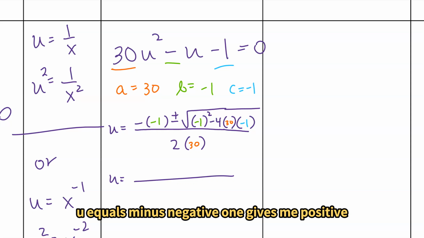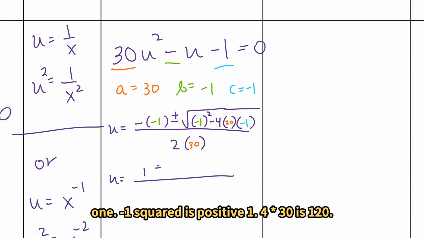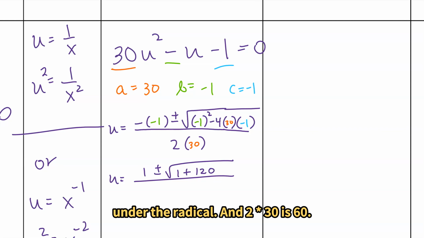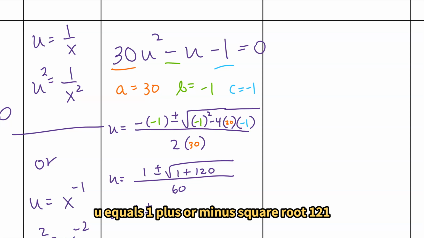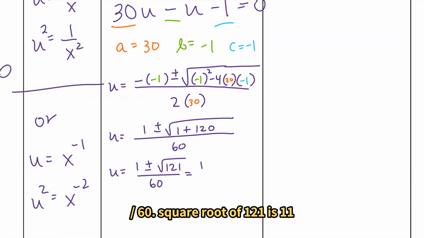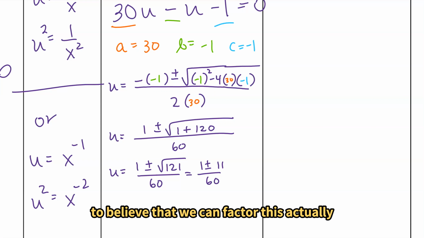U equals minus negative 1 gives me a positive 1. Negative 1 squared is positive 1. 4 times 30 is 120. I have two negatives here, negative 4 and negative 1, so I'll get a plus 120 under the radical. And 2 times 30 is 60. U equals 1 plus or minus square root 121 over 60. Square root of 121 is 11. And this is leading me to believe that we can actually factor this in the very beginning.